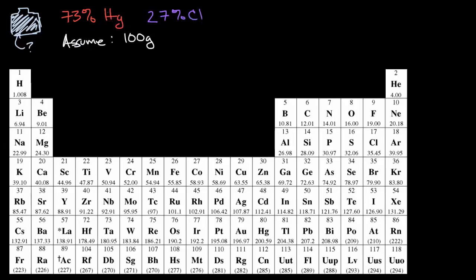So if we assume 100 grams, then we have 73 grams of mercury, and we can figure out how many moles this is by looking at the average atomic mass of mercury. That's why that periodic table of elements is useful. We see that 1 mole of mercury is 200.59 grams on average. So we could multiply this times 1 over 200.59 moles per gram. And so when we multiply this out, the grams will cancel out, and we're just going to be left with a certain number of moles.